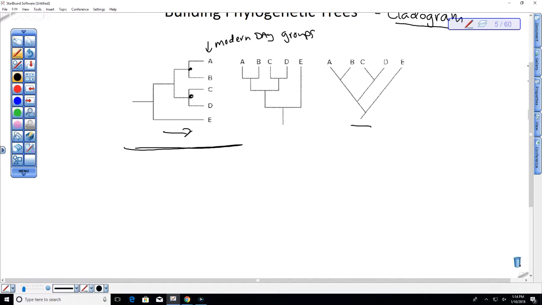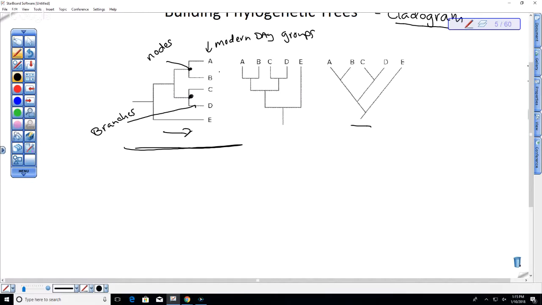These are called nodes. And these are called branches. Okay. So branches that are connected by a node represent more closely related organisms. So for example, in this phylogenetic tree, A and B are more closely related than A or C. So generally what that means is that there has been a dramatic divergence in the characteristics that these organisms have.